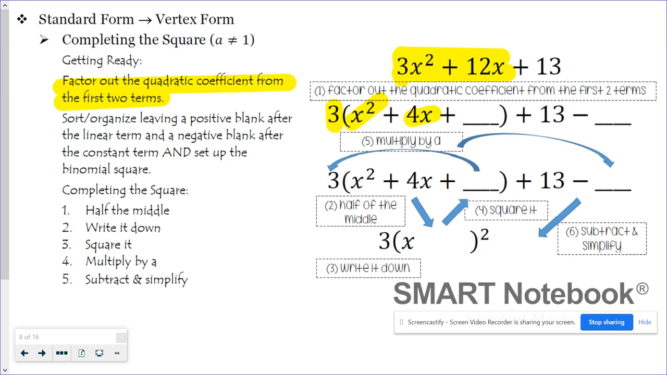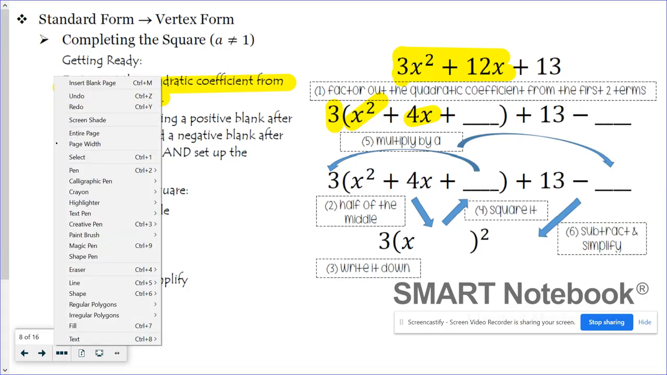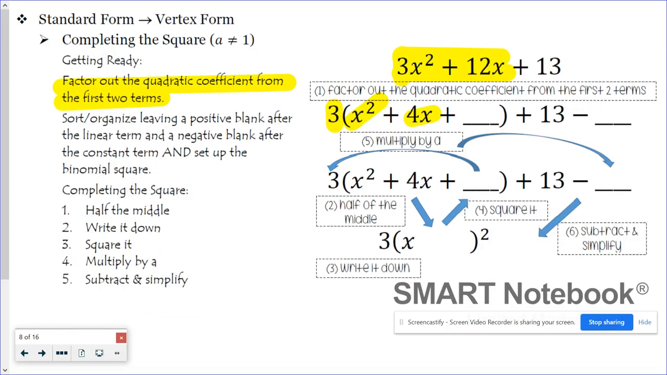So that's that one additional step: factor out the quadratic coefficient from the first 2 terms. Everything else is still the same. So I'm leaving a positive blank after my linear term, a negative blank after my constant term, and I'm setting up my square. That's what I did right here. Notice there's just a 3 in front of the x something squared.